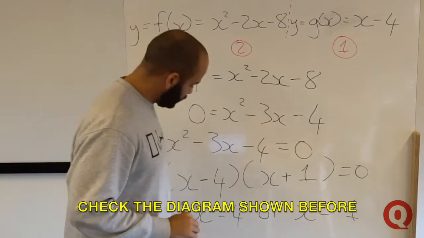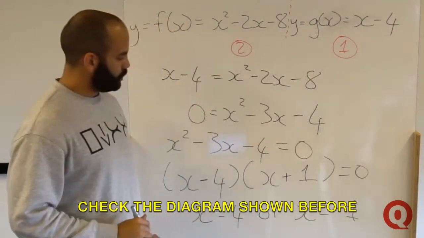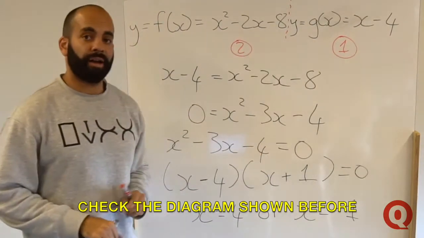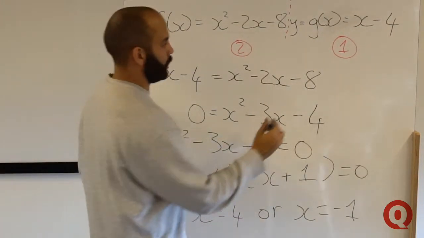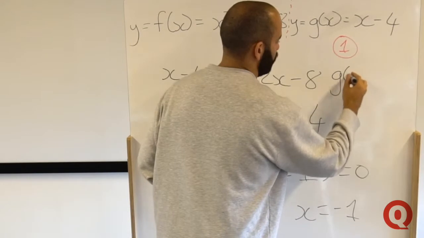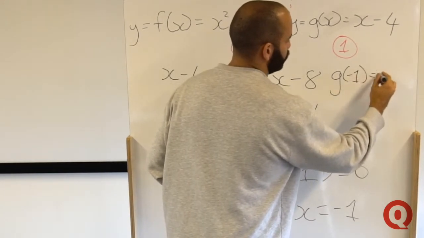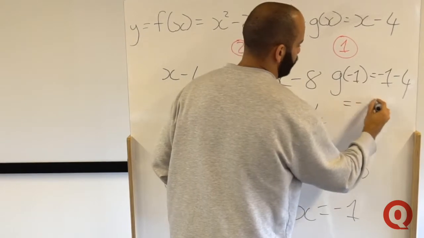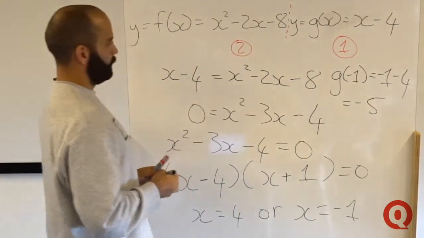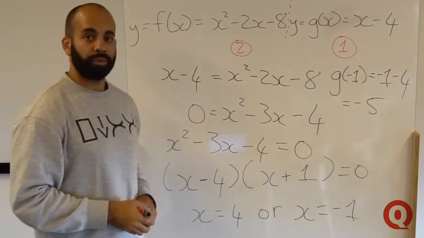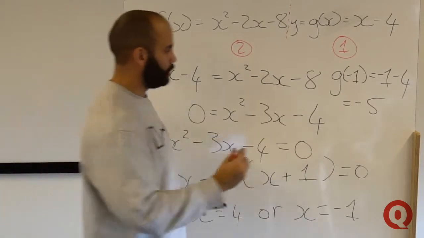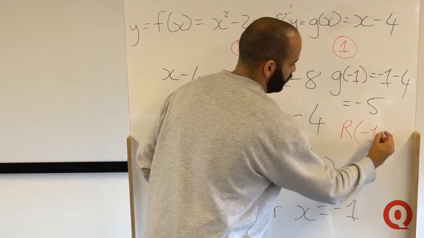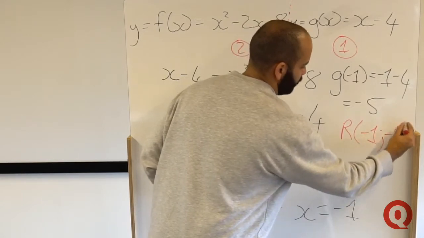So now that you found these two x values, you can substitute x equal to minus 1 back into g of x to find out what the equivalent y value is. So g of minus 1 is equal to minus 1 minus 4, which would be equal to minus 5. So what would the r value now be? It would be r is (minus 1, minus 5).